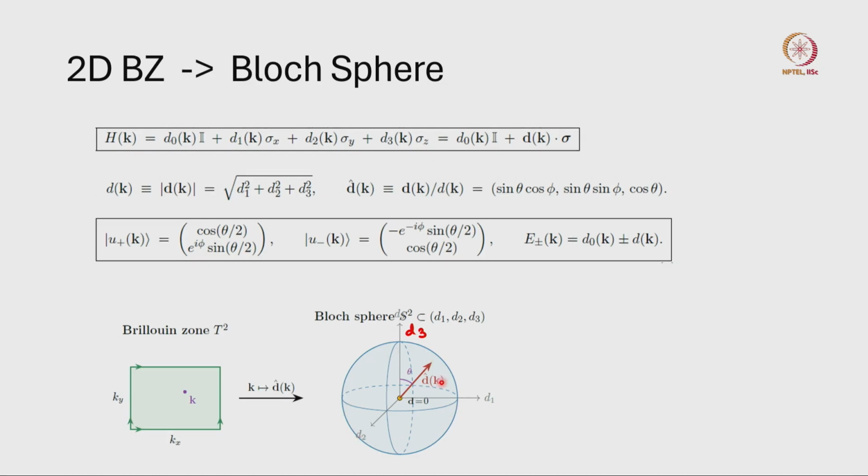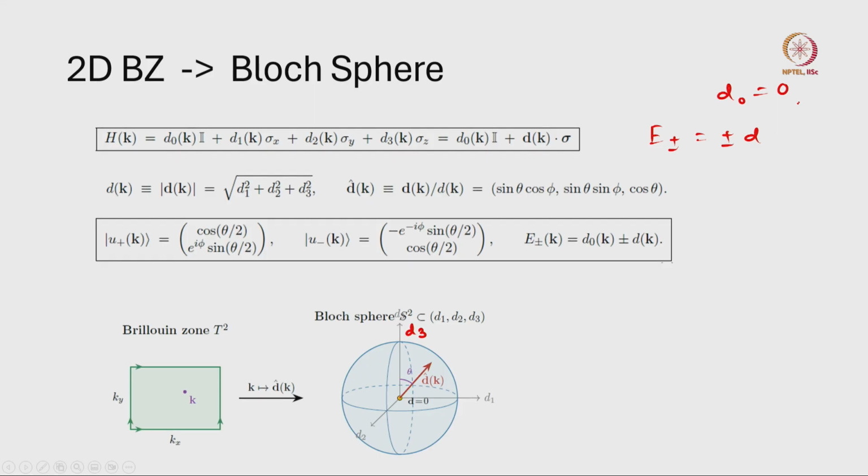Okay. And you can see the eigenvectors that we wrote earlier. Now, if you put all these angles, we can write it in terms of this polar angle. This is for the plus band and this is for the minus band. Okay, so let me remind you, E plus minus is equal to plus minus d, when d0 we set it to be 0.